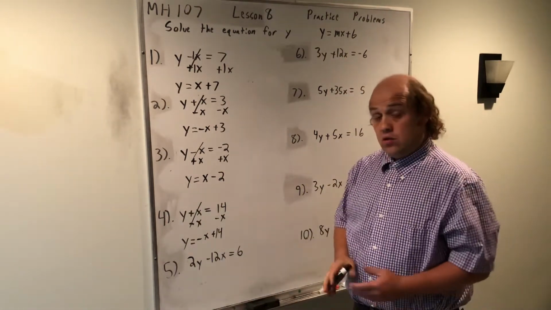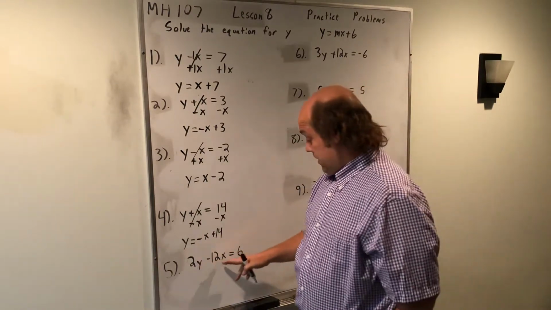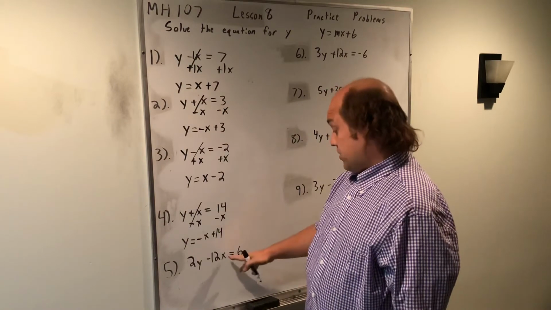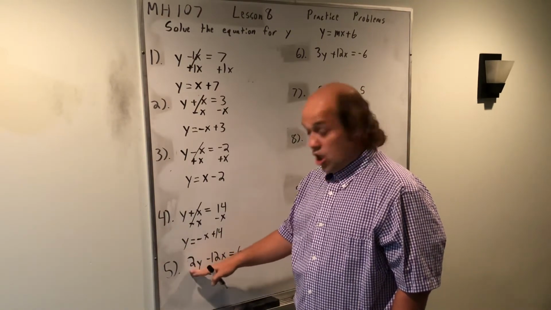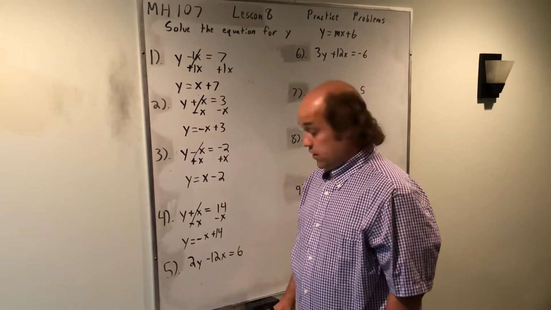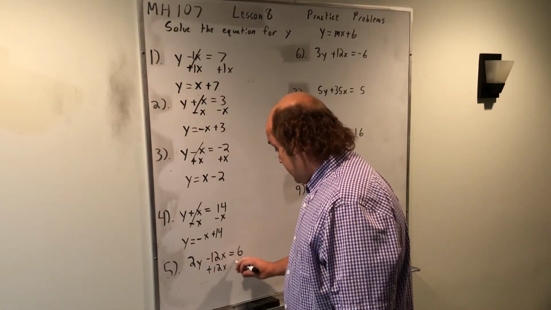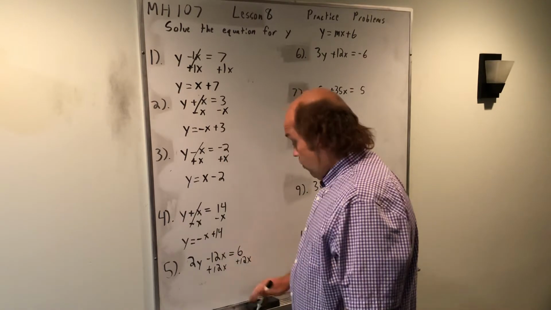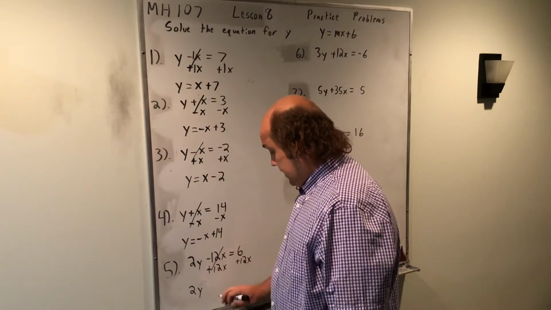We still need to move the x's first. So what starts as 2y minus 12x equals 6 begins by moving this 12x to just get y's by themselves on the left. To do that, since it's currently a negative 12x, I'm going to add 12x to each side. When I do that, my left-hand side just becomes 2y because these go away.